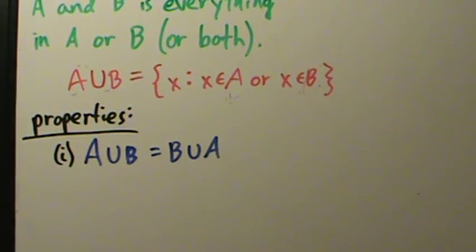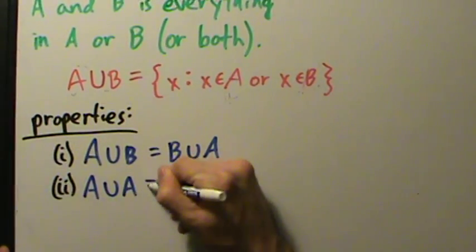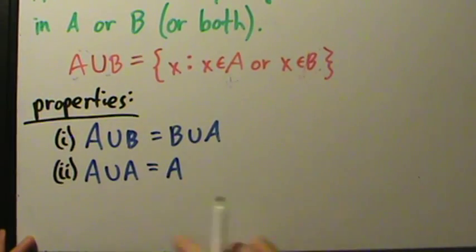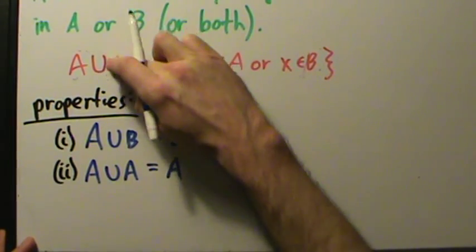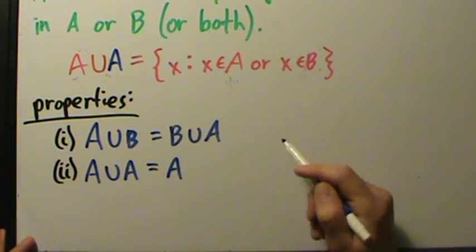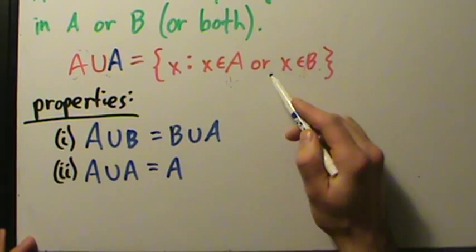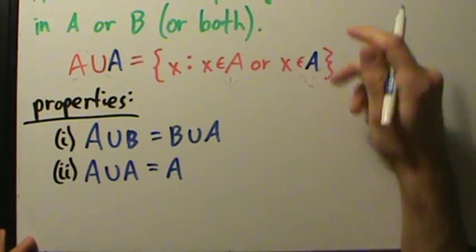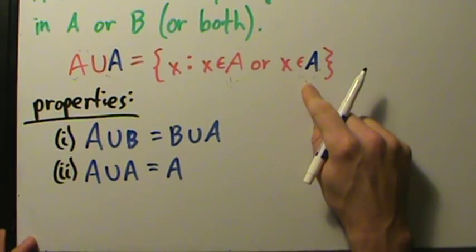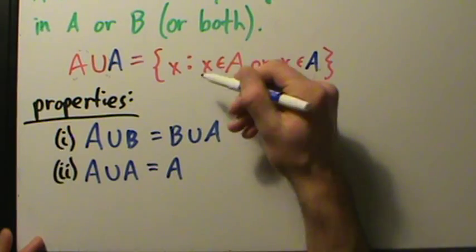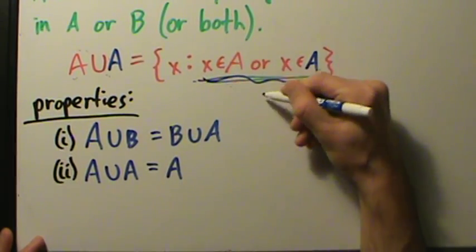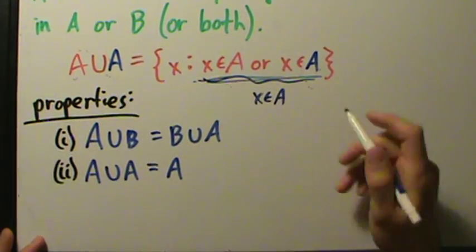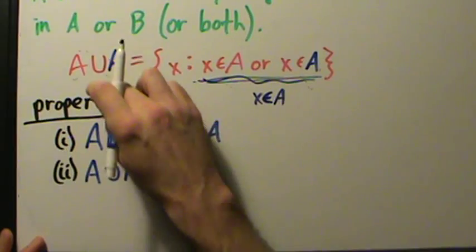So property two. We have 4 properties listed out. Property two says if you take the union of a set with itself, you just get that set back. So A union A is just A. Why is that? A union A is the set of all X such that X is in A or X is in A. Well, if X is in A or X is in A, then where's X? It's in A, right? This is sort of just a redundant statement. That really just means X is in A. So A union A is just the same thing as A.